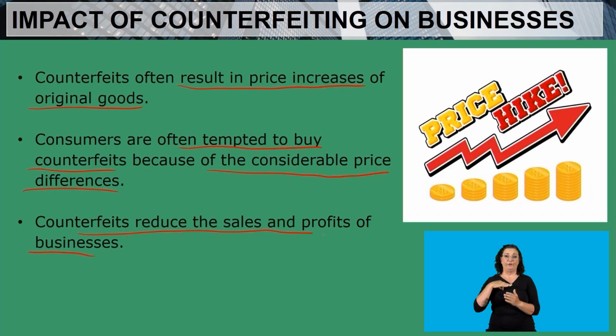Counterfeits reduce the sales and profits of businesses. So these counterfeit products, these imitations, reduce the sales because consumers are tempted to buy the counterfeit goods because of the lower prices that they are being charged. So what happens to businesses who sell original products? Now they end up losing what? They end up losing sales. They end up losing profits because customers are no longer coming to buy their products, because they feel as if they are expensive compared to those imitations that they are now buying or substituting the original products with.